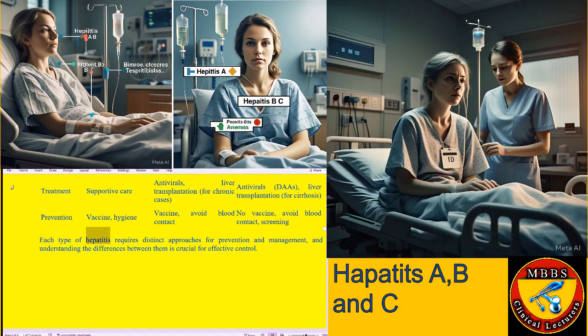Each type of hepatitis requires distinct approaches for prevention and management, and understanding the differences between them is crucial for effective control.